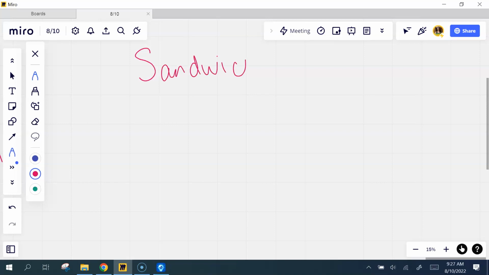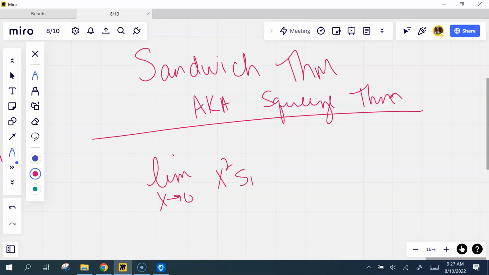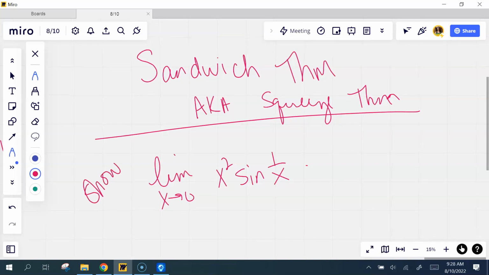Your book calls this the Squeeze Theorem. I always called this the Sandwich Theorem. Either one, I'll put AKA Squeeze Theorem. And then I'll try to shut up and let y'all do your work. So here's what the Sandwich Theorem or the Squeeze Theorem says. Let's say I asked you to evaluate the limit as x goes to 0 of x squared times the sine of 1 over x. Or actually, let's say I asked you to show that that equals 0.